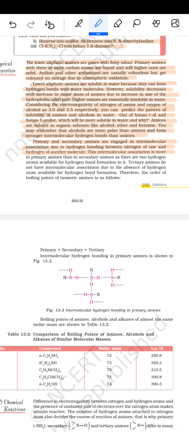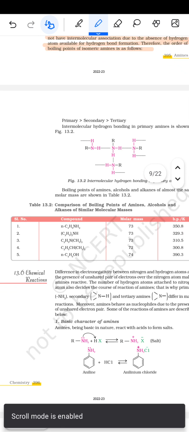This intermolecular association is more in the primary amine than in the secondary amine, as there are 2 hydrogen atoms available for hydrogen bond formation in it. Tertiary amines do not have intermolecular association due to the absence of a hydrogen atom available for hydrogen bond formation. Therefore, the order of the boiling point of the isomeric amines is as follows.